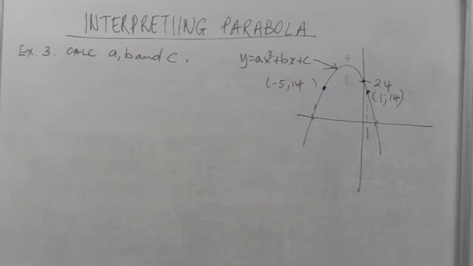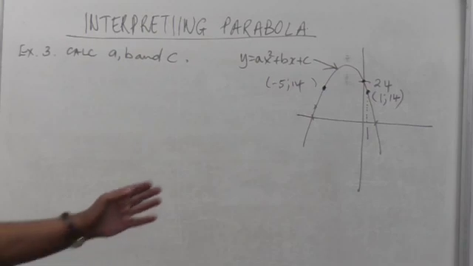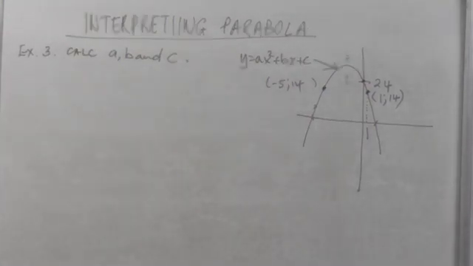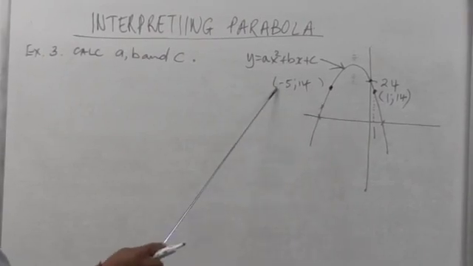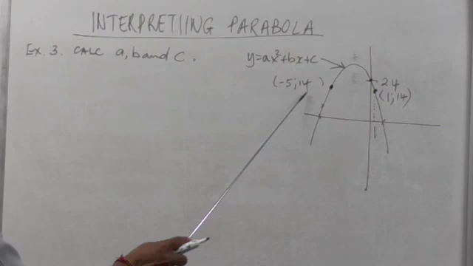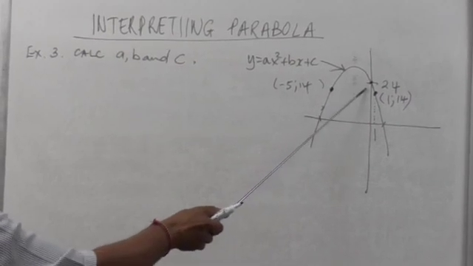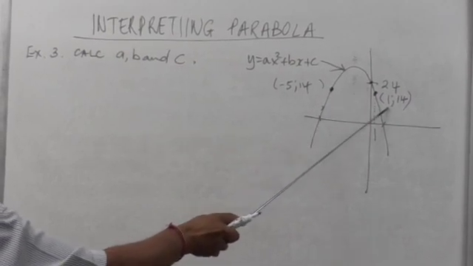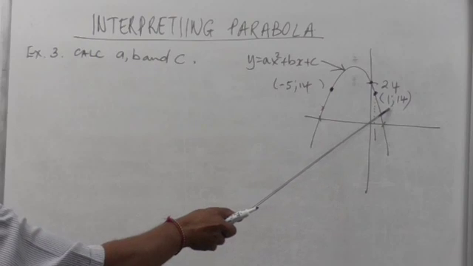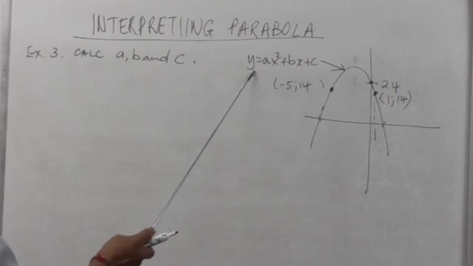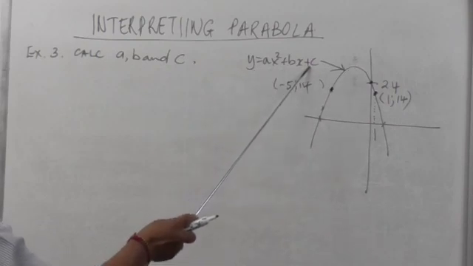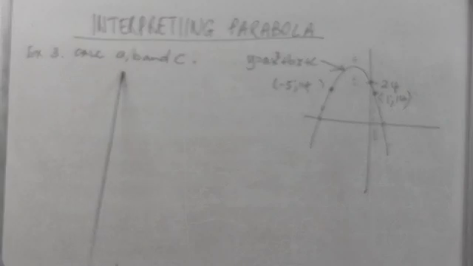Alright, here is exercise 3 for you. You are given a parabola, and you are told that this point is minus 5, 14. You are told the y-intercept is 24 and you are told that another point is 1 and 14. X is 1, y is 14. And this is the graph of y is equal to ax squared plus bx plus c. Calculate a, b and c.